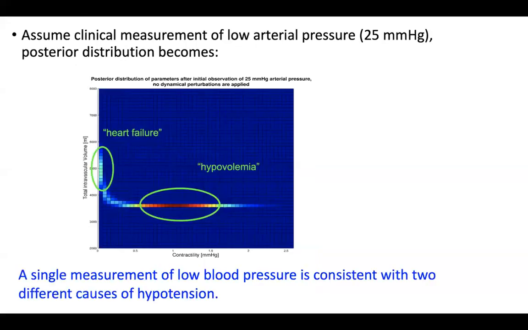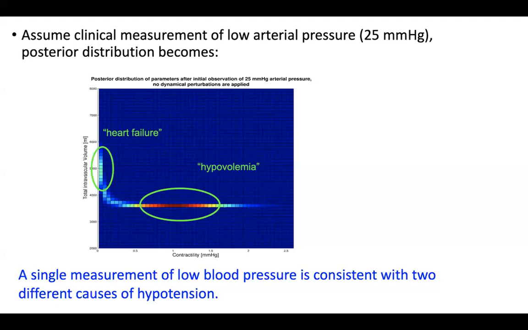Okay, so here's an example of that. Low blood pressure, or low arterial pressure, is measured, and the probability mass very strongly shifts into what looks like this much more one-dimensional distribution. But there's actually two probability peaks. The color coding here is probability, and there are two peaks.